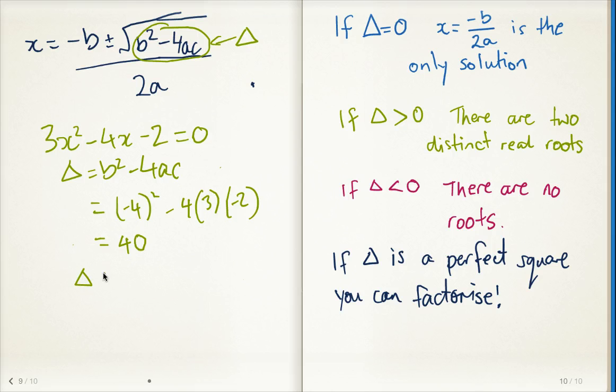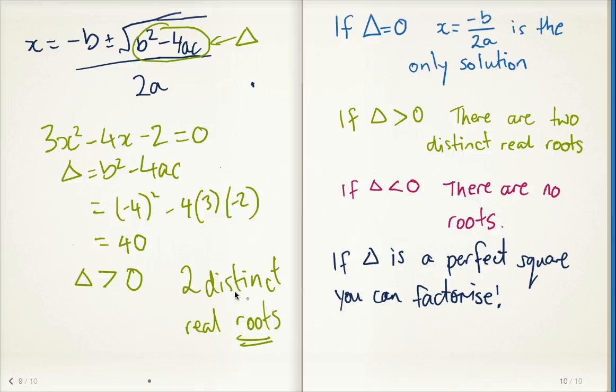So in this case, our discriminant is greater than 0. If it's greater than 0, there are going to be two distinct, so that means different, real roots. This idea of a root will make a little bit more sense in the next video when we actually sketch these functions.